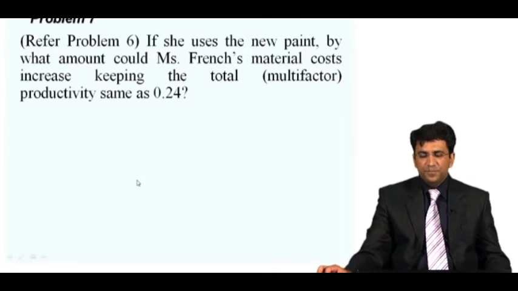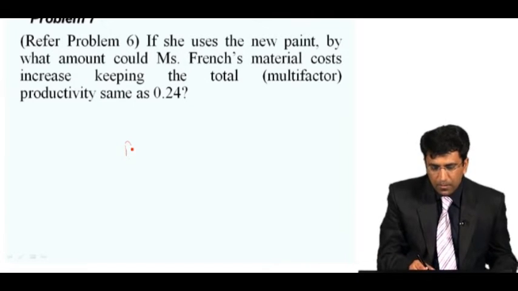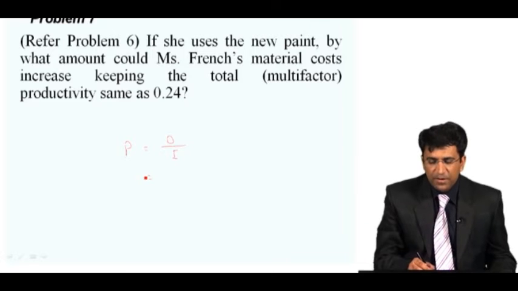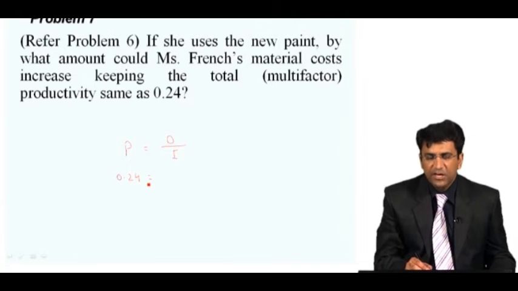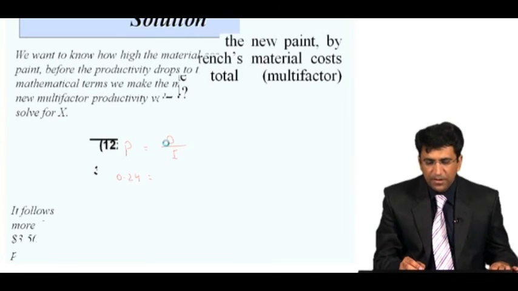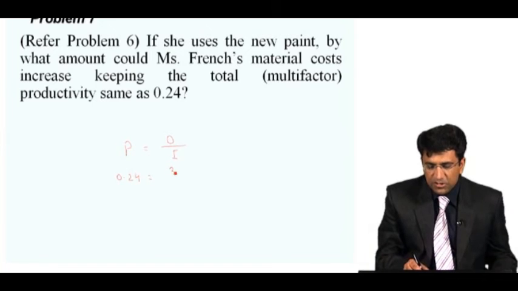Now students, what we can do, as you know, productivity is equal to output over input. Productivity is equal to output over input. Now it is being said in this example that productivity should remain the same. So we can put this 0.24 here on the left hand side of this equation. Now what is the output? You can see from the previous example that our output for the new paint is 360. So this 360 will be here.